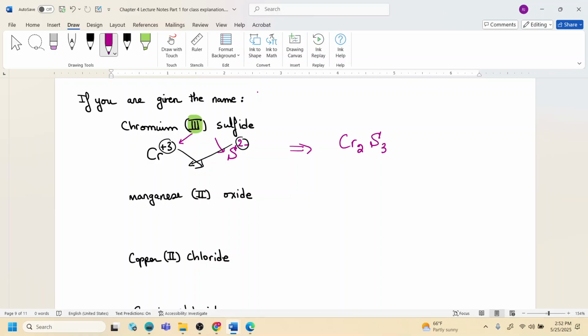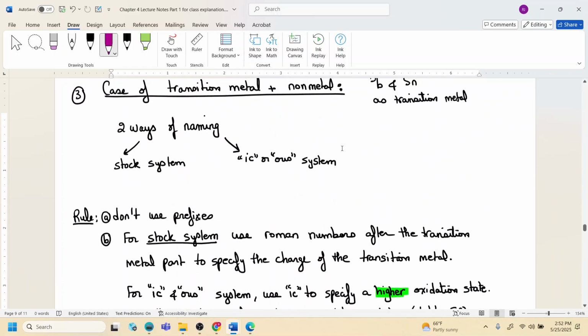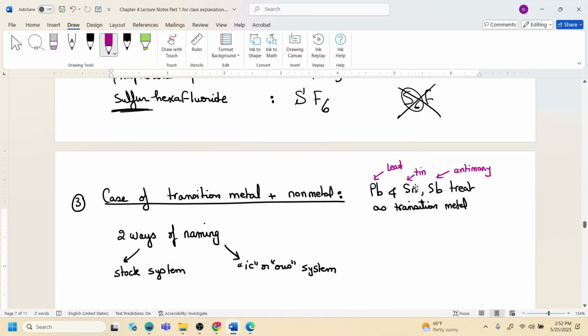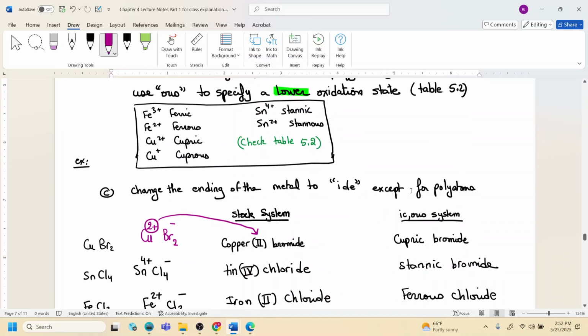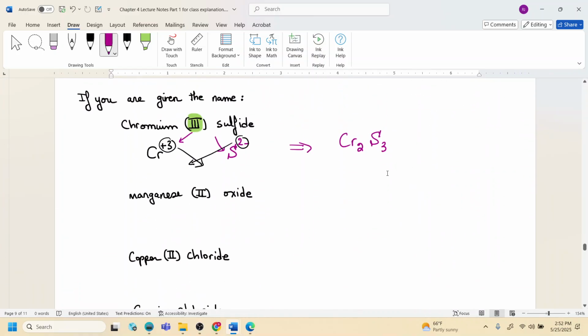Whenever you are naming any one of those cases, please take a look at what type of metal you are working with. If it's a transition metal, or if it is Pb, antimony, or tin, please make sure to put the charge of the metal.